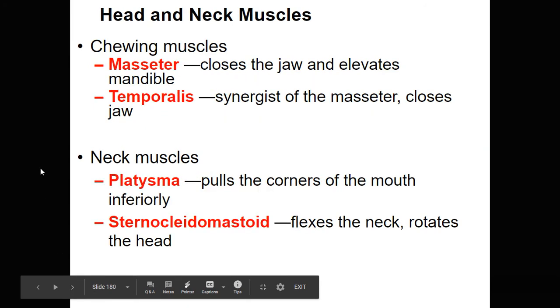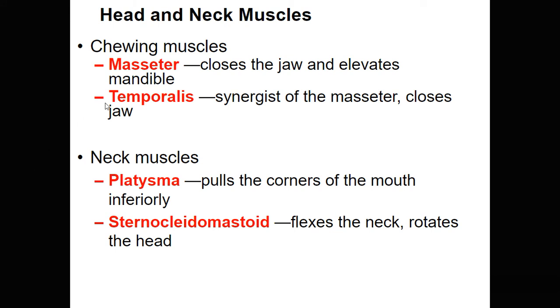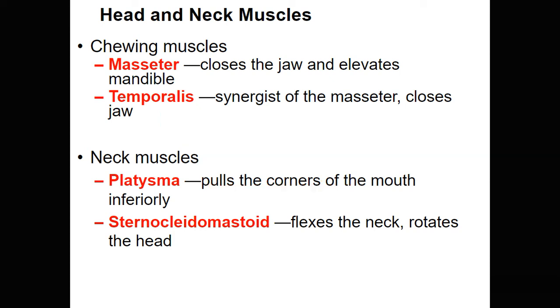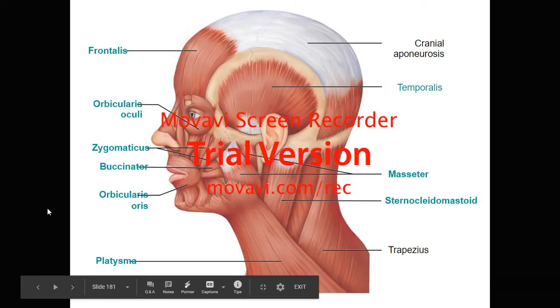Other chewing muscles: masseter closes the jaw and elevates the mandible. Temporalis, synergist of the masseter, closes the jaw. Neck muscles: platysma pulls the corners of the mouth inferiorly, and the sternocleidomastoid flexes the neck and rotates the head. All right, so this shows you where the muscles are located.